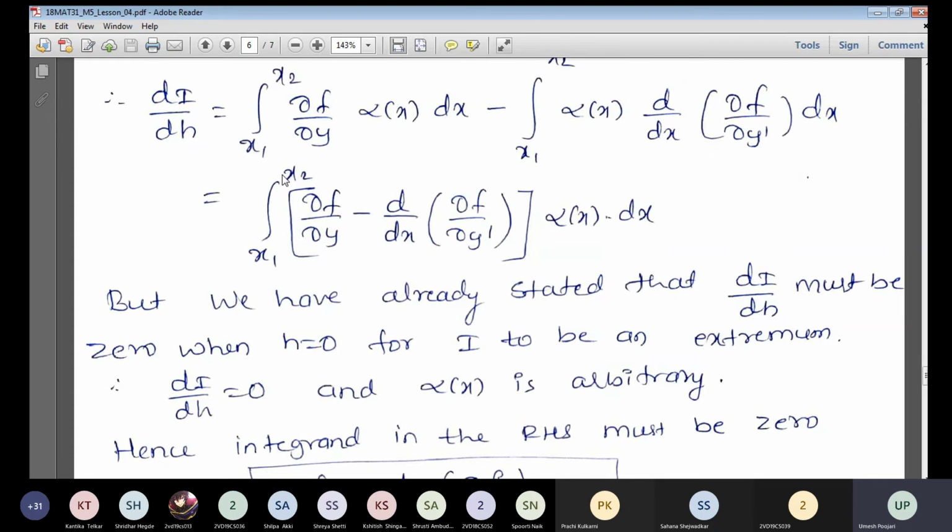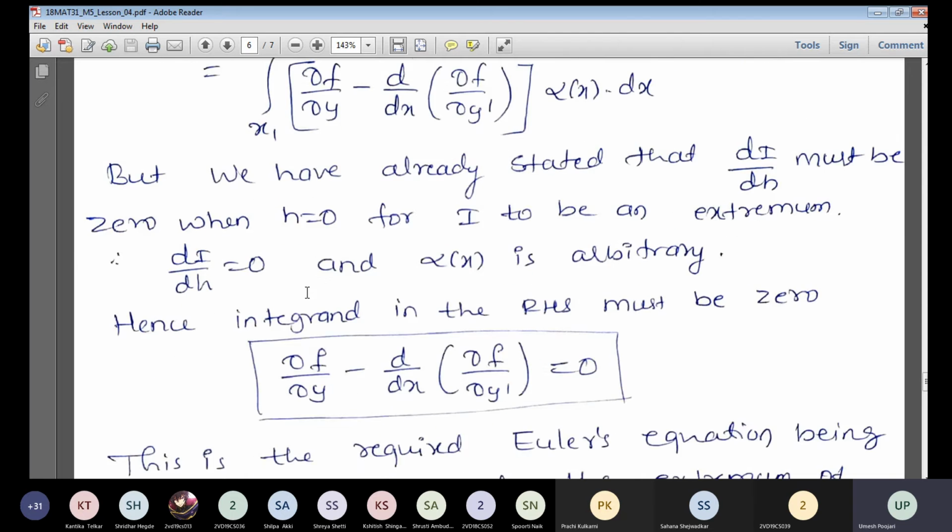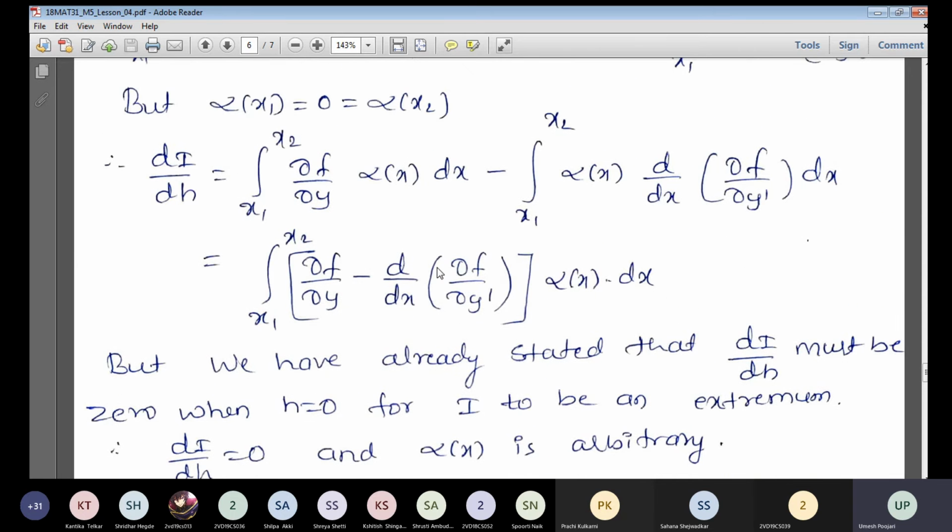But a definite integral cannot be 0 in general sometimes, but here we are getting this definite integral equal to 0. Equal to 0 means what? Here there are two terms in the RHS. One is alpha of x, and the second one is dou f by dou y minus d by dx of dou f by dou y dash.